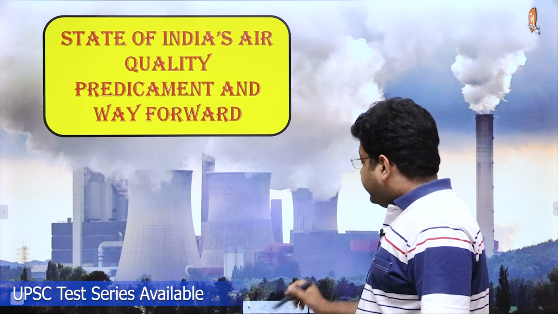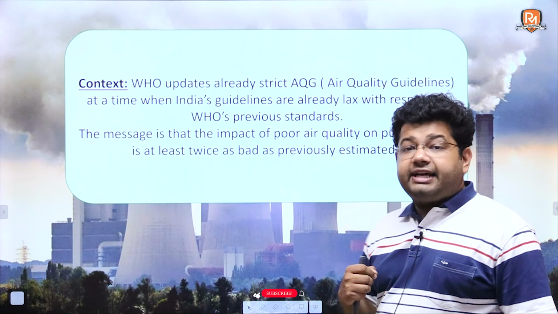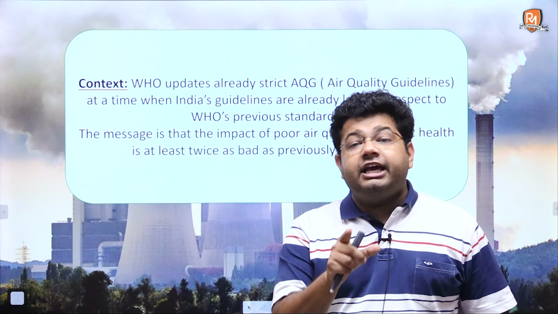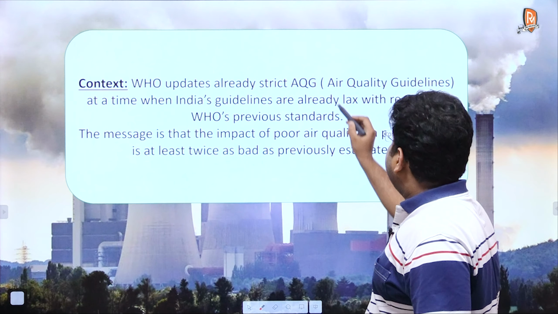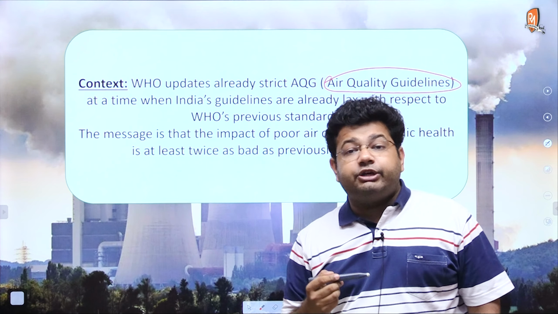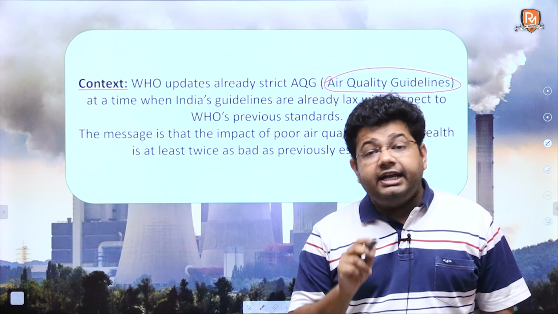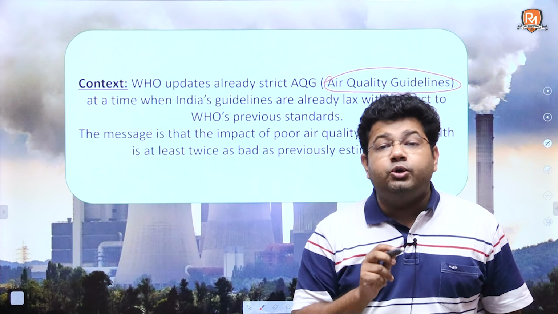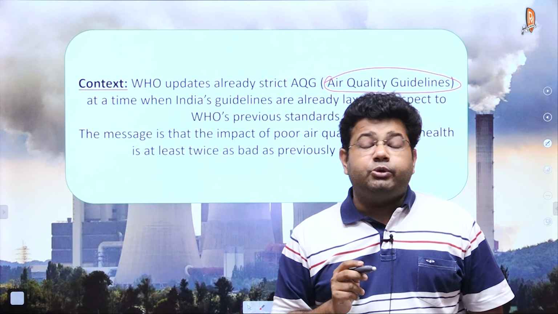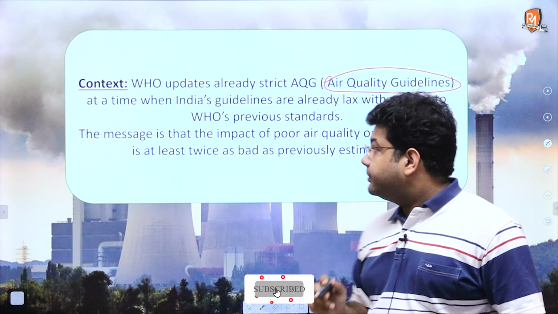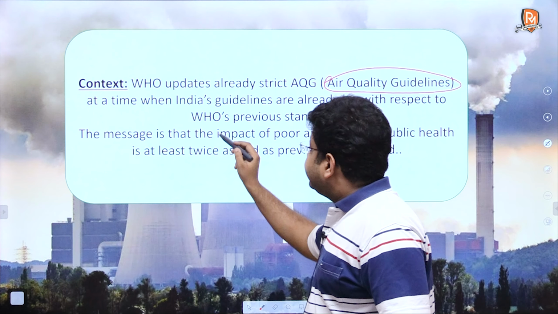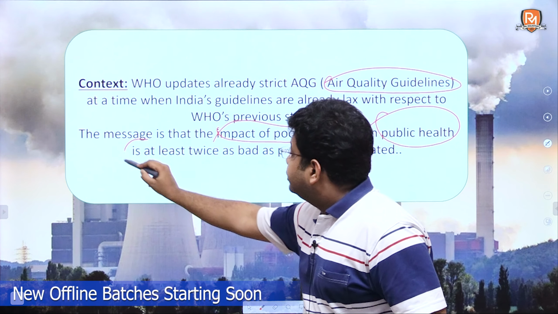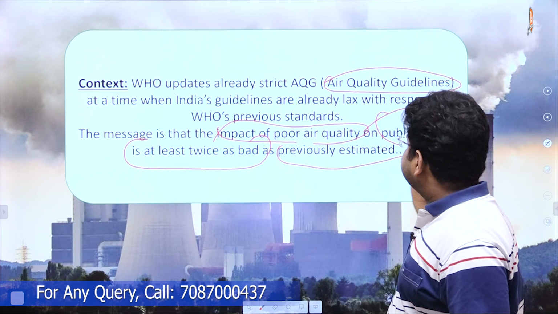So now let us see what has provided us the context with respect to our today's discussion. Basically, WHO has revised its air quality guidelines and has made them even stricter than they were earlier, whereas India's air quality guidelines were earlier also very lax in comparison to WHO's guidelines. What message is WHO trying to send to us in this manner? Basically, WHO's message is that the impact of poor air quality on public health is at least twice as bad as it was previously estimated.